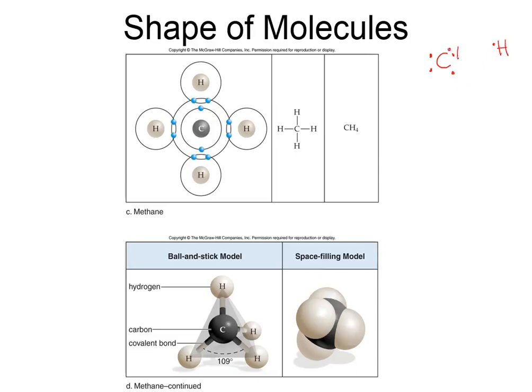Normally when they combine to form a chemical bond, each one will bring in its electron, so that in the end carbon has 1, 2, 3, 4, 5, 6, 7, 8 electrons. Each hydrogen has 2 electrons. So the question is, what is the shape of this molecule?